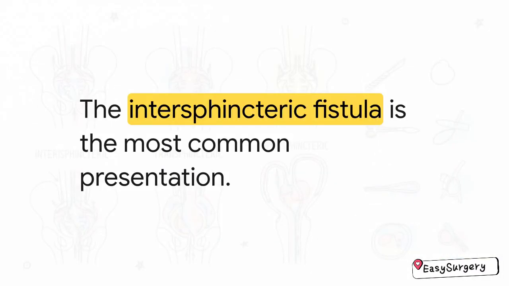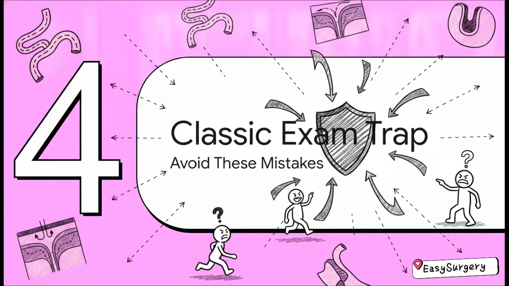And just tuck this little fact away for the wards. Type 1, that intersphincteric fistula, is the most common one you're actually going to see. Out of all those complex pathways, the simplest one passing directly between the internal and external sphincters shows up the most frequently. Section 4, the classic exam trap.